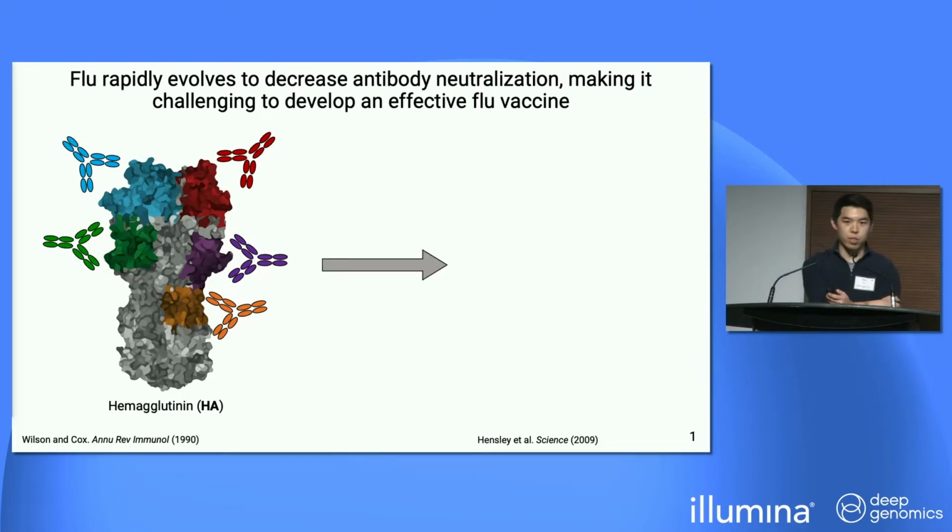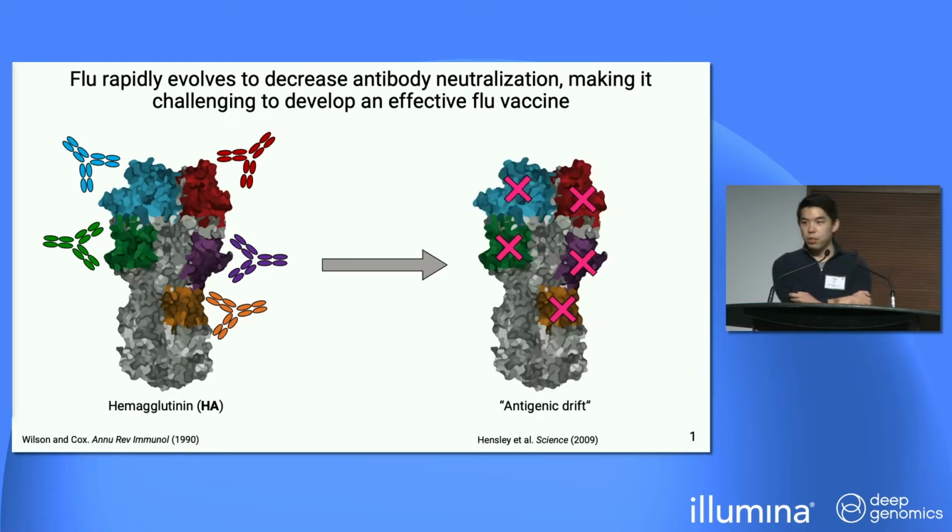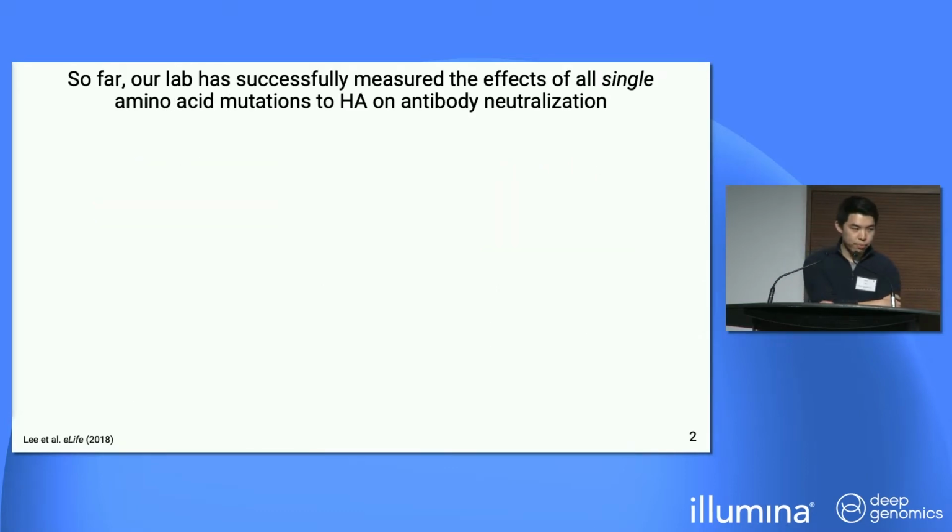Now the problem is, of course, that over time, flu gains mutations in HA. And so at some point, we no longer have these antibodies that can recognize these epitopes. And so this is a phenomenon known as antigenic drift. So now in our lab, we specialize in using deep mutational scanning to study antigenic drift. And so far, we've actually measured the effects of all single amino acid mutations to HA on antibody neutralization.